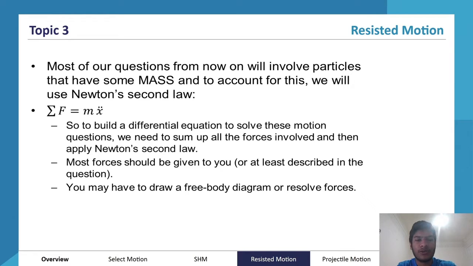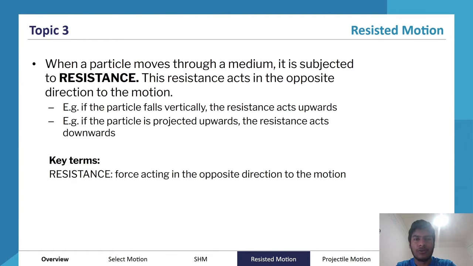Most forces should be given to you, or at least described in the question, and you may have to draw free body diagrams to resolve forces. That's very important, and it's even something that turns up in the Extension 1 syllabus when we were talking about vectors. Drawing free body diagrams feels like more of a physics thing, but it's very important to do with mechanics, because mechanics is effectively a physics topic, just with calculus in it.